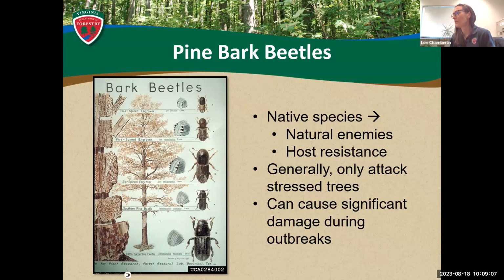We also have the southern pine beetle here, and the bottom is the black turpentine beetle. So these are all native species, meaning they all exist in low numbers in our landscapes, and they do tend to have natural enemies that help control their populations. And our pine trees do tend to have some host resistance to them. So generally, these species only attack trees that are already stressed. However, they can sometimes grow in populations where they are able to reach outbreak levels, and that's when they can cause significant damage to our forests.